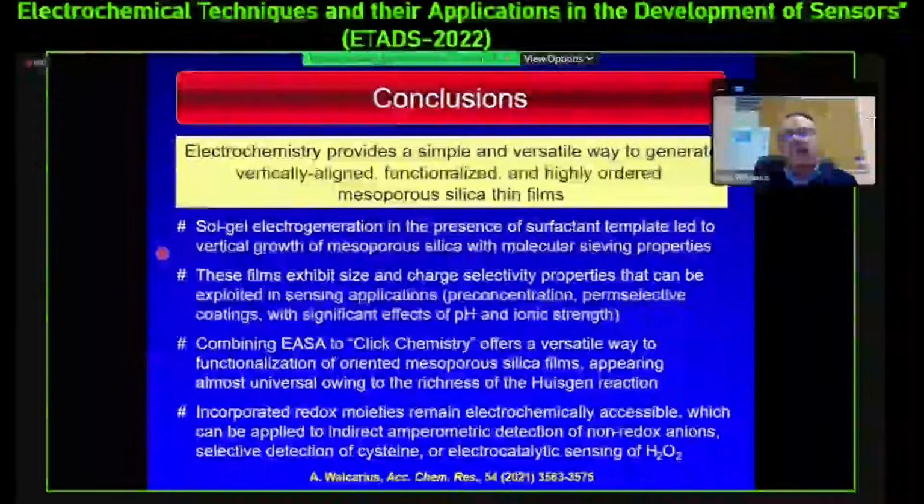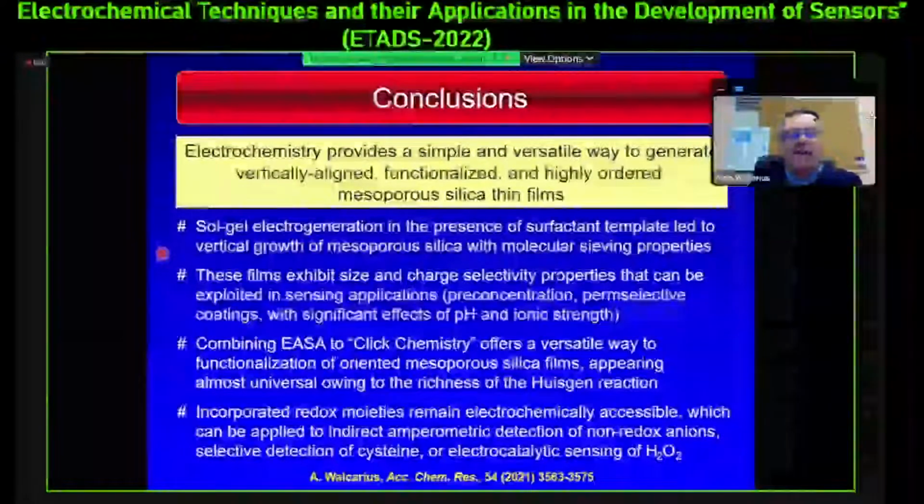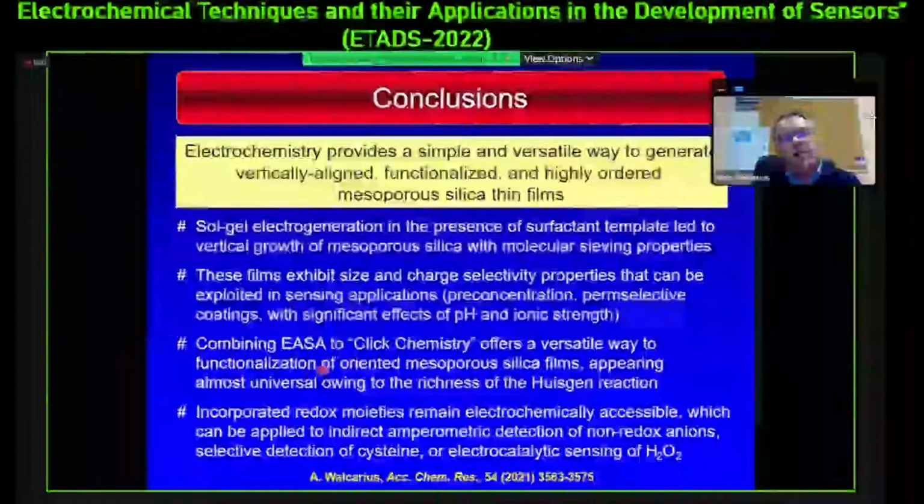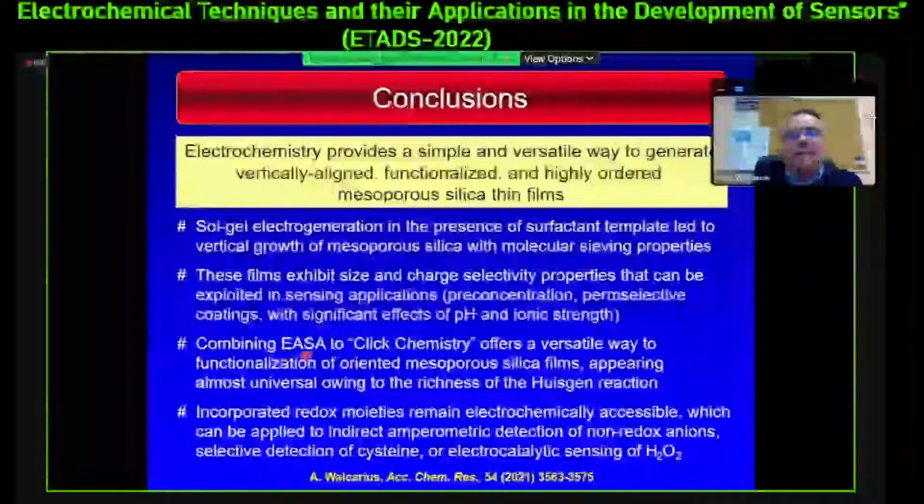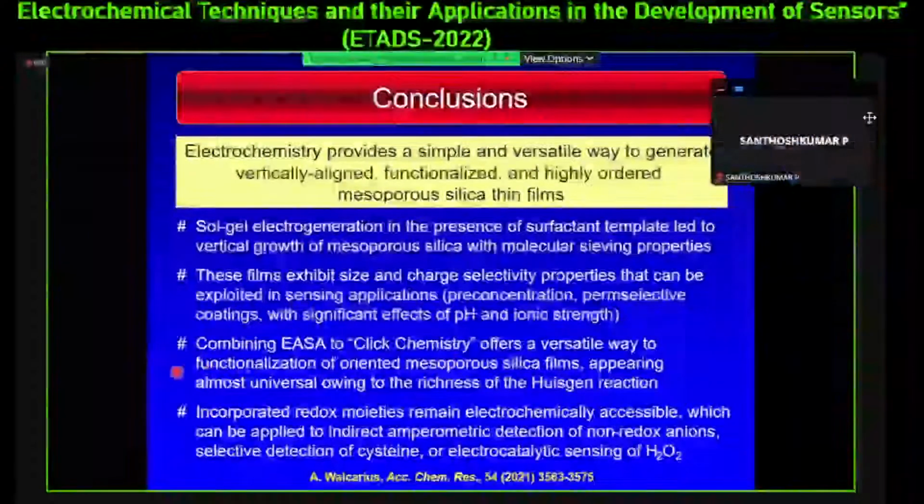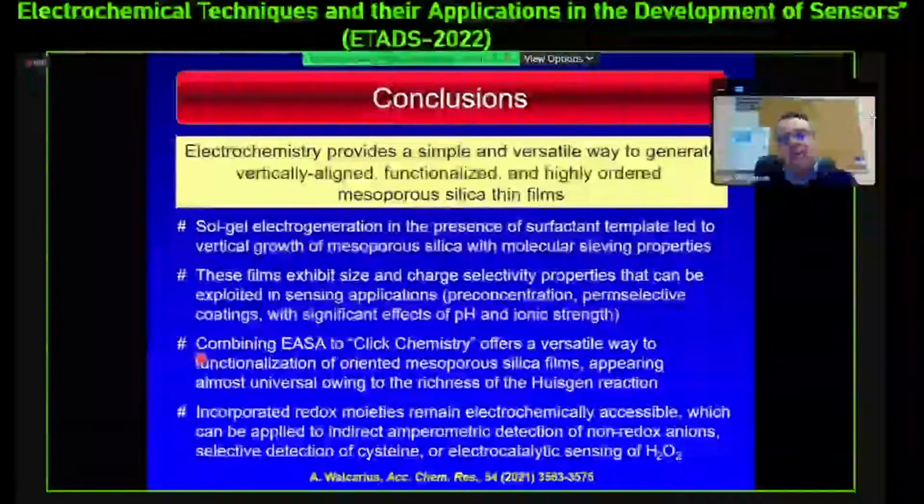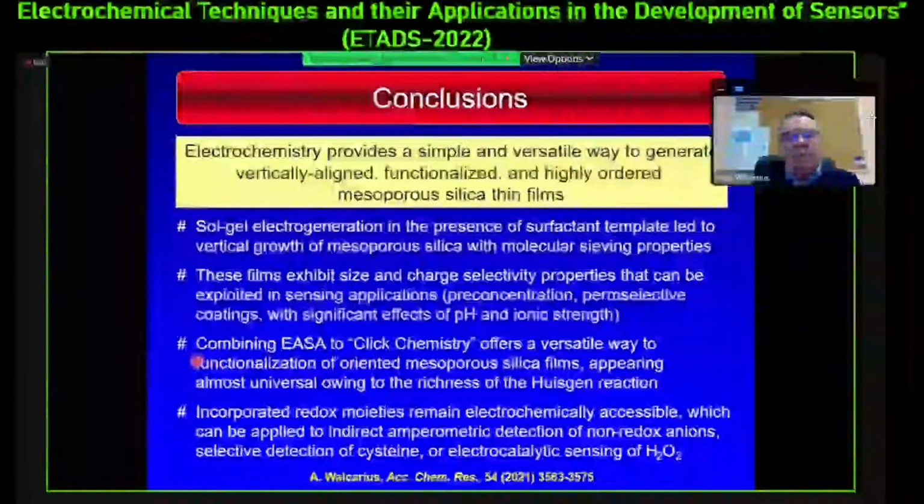or these properties are affected by ionic strength and pH. We can also combine this electro-assisted self-assembly with click chemistry, and in that case, you can get highly functionalized films that can be applied to a wider range of applications.